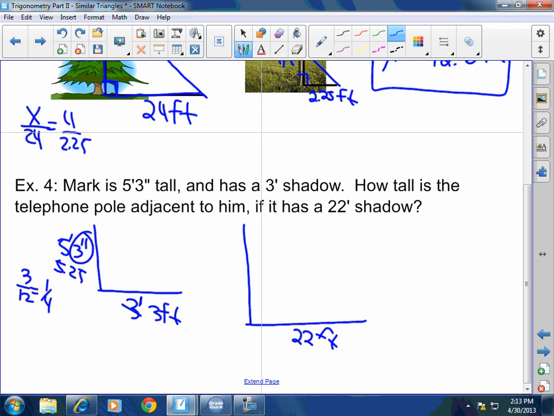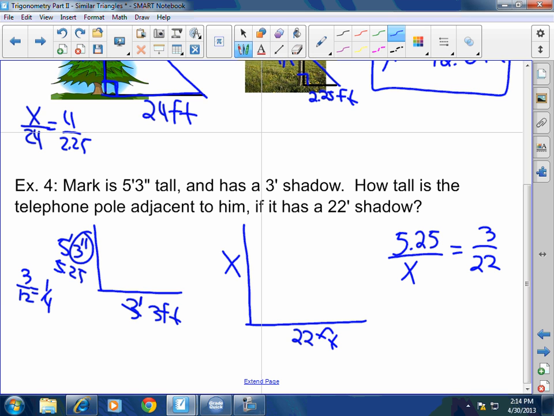So I want to find the height of that telephone pole. What am I going to need that for, Mr. Morrow? I work for FPL and I got to go fix something at the top of the telephone pole. I need to know how high it is. I have to. Okay? So I'm going to have 5.25 to x equals 3 to 22. I'm going to cheat because I only have a few minutes.